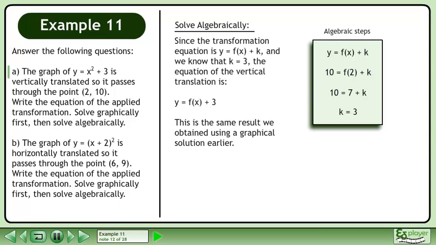Since a transformation equation is y equals f of x plus k, and we know that k equals 3, the equation of the vertical translation is y equals f of x plus 3. This is the same result we obtained using a graphical solution earlier.